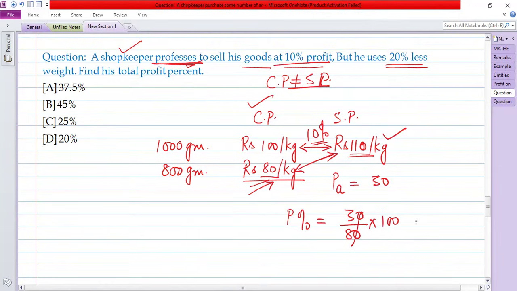If you check this, it will be nothing but 37.5%. Actually, 100 divided by 8, if someone has noticed, is 12.5%. And when you multiply this 12.5 by 3, it will give you 37.5%.